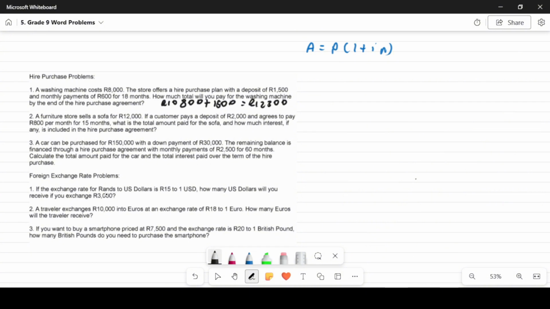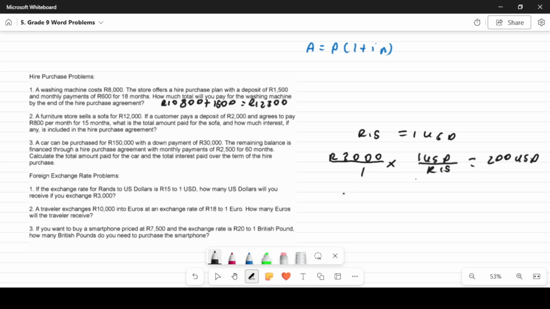If the exchange rate for rands to the USD is 15 Rand to 1 USD. So 15 Rand is equal to 1 USD. How many USD will you receive if you exchange 3,000 Rand? So you could do this in one of two ways. You could say 3,000 Rand over 1 multiplied by 1 USD over 15 Rand. If you multiply, the Rand will cancel, and you'll be left with a USD amount. So that will be 3,000 divided by 15, which would be 200 what? USD, because that's the only measurement left.